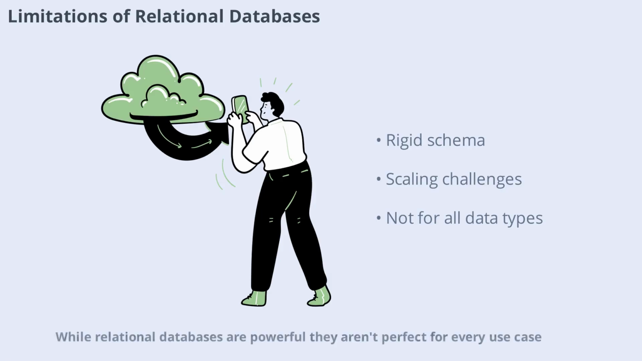While relational databases are powerful, they aren't perfect for every use case. Their rigid schema can make it difficult to adapt to changing data requirements. Scaling horizontally, adding more servers to handle increased load, can be complex and costly. For applications with massive, unstructured, or rapidly changing data, relational databases might not be the best fit. This is where alternative database systems come into play. Let's look at NoSQL databases next.